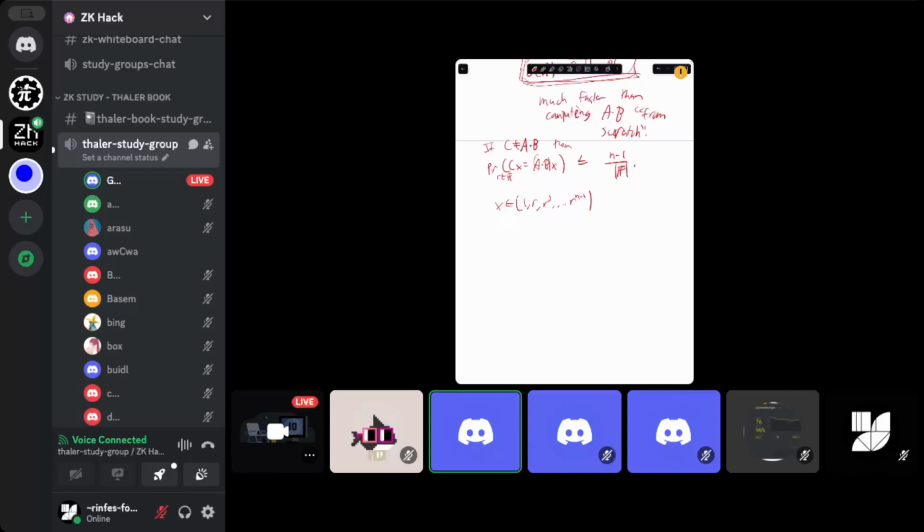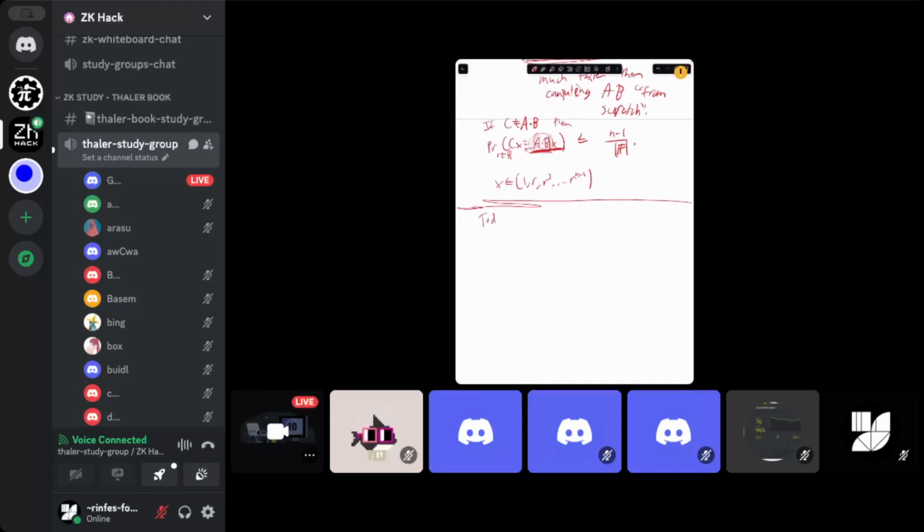Yeah, in summary, the algorithm, rather than explicitly computing A times B, is merely computing a row by row fingerprint of A times B, and that fingerprint can be computed much faster than computing the full matrix A times B. And the fingerprint is enough to check this equality with overwhelming probability. Okay, so that was last time.